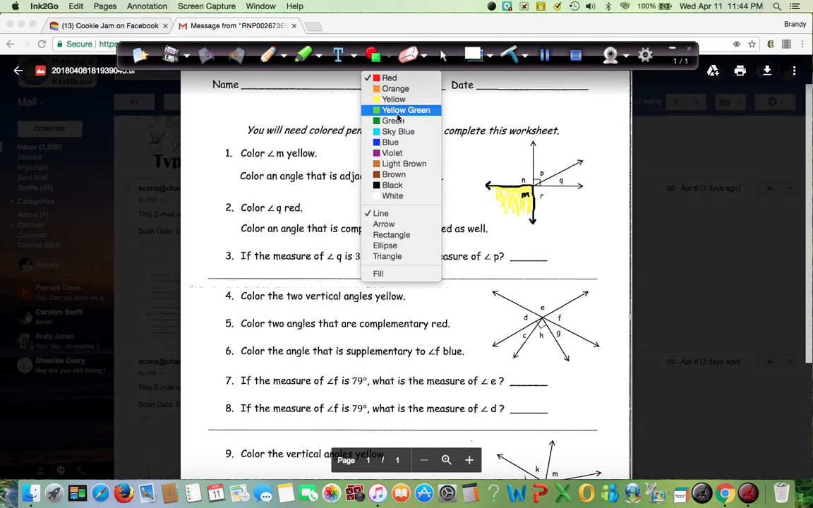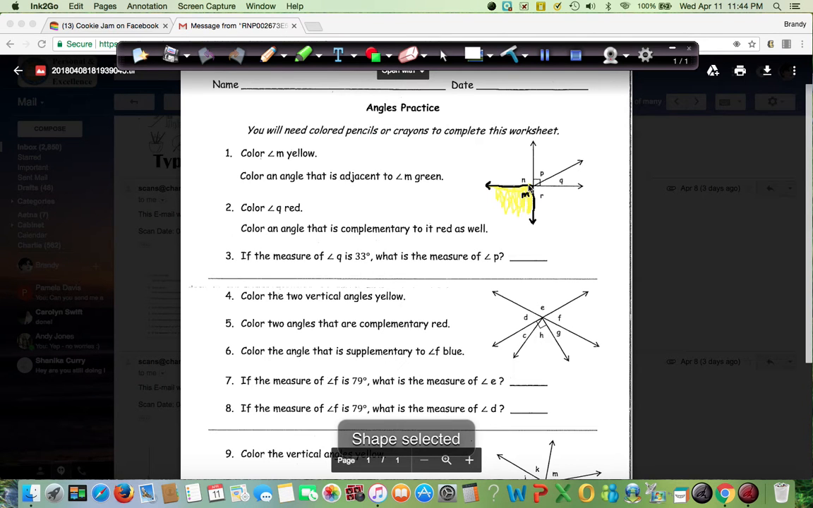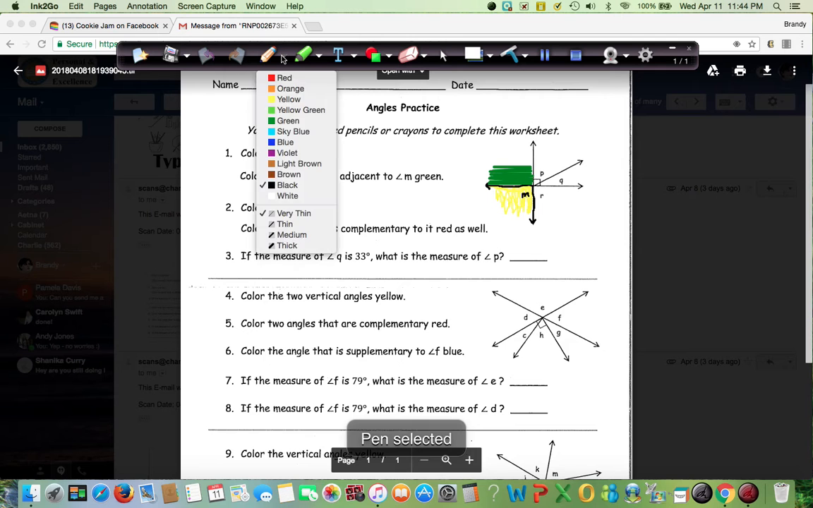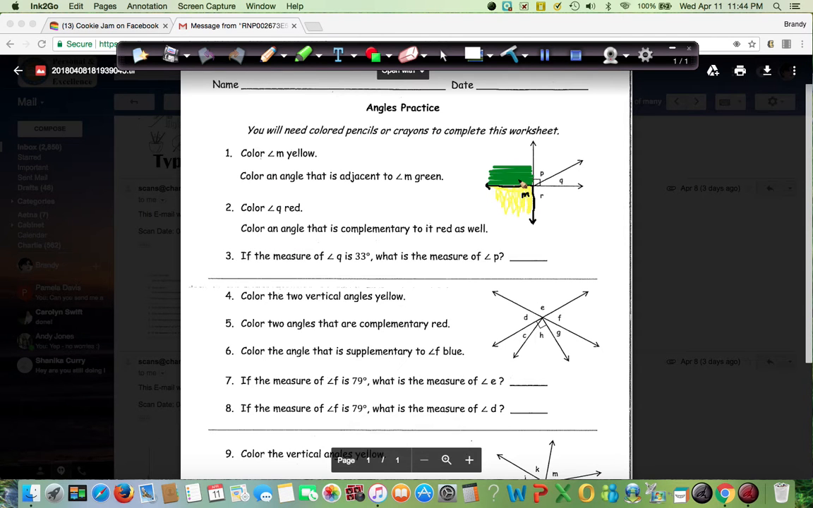Try and make this go a little bit faster here. We'll color angle N green. Okay, that's all you have to do, you're just going to color in angle either N or R, whatever's adjacent. And that was N, it was right there. Alright, that's all you had to do for number 1.